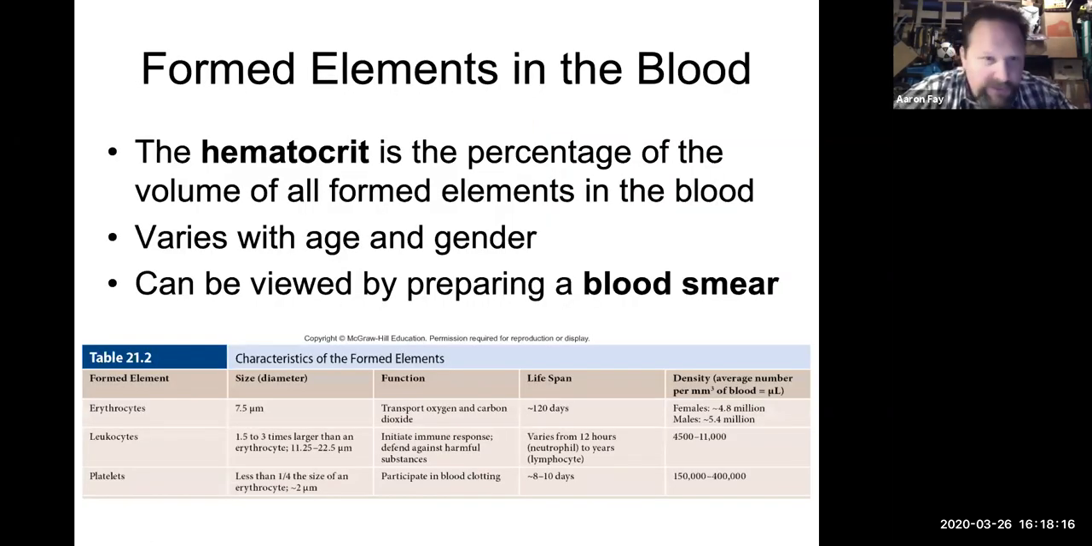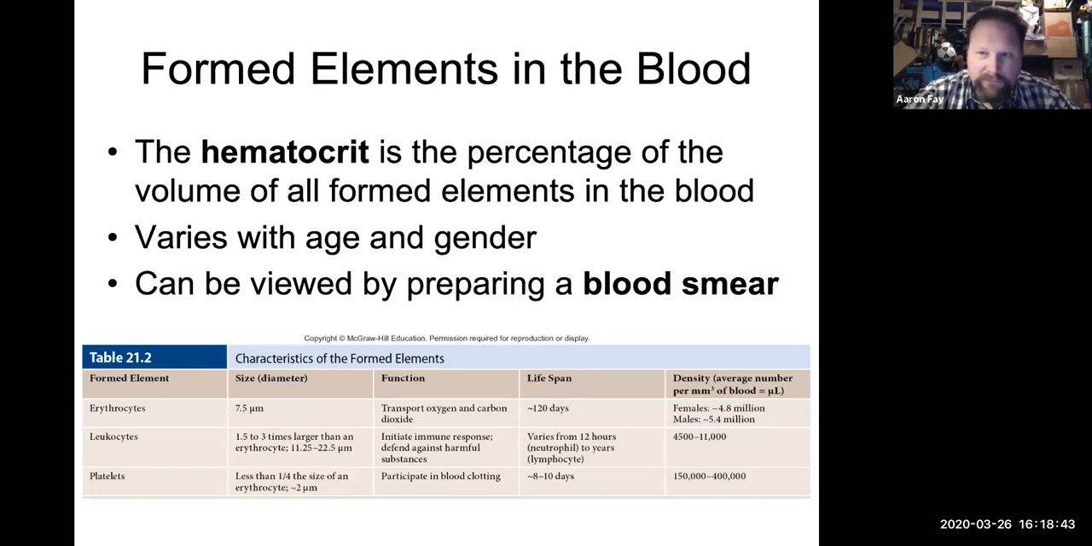Right. So there's another term we need to describe here, and that is hematocrit. A hematocrit is really a count. It's the number of the different types of cells and structures that you have in blood. How many red blood cells do you have? How many of the different types of white cells do you have? How many platelets do you have? Now, this number and the ratio of these numbers can vary depending on age and gender.